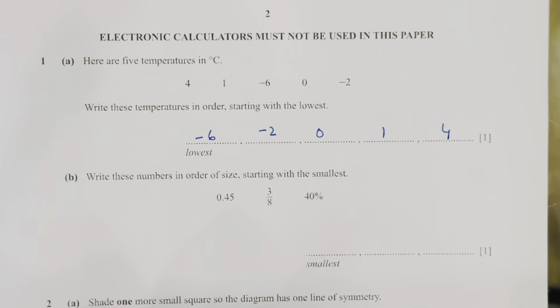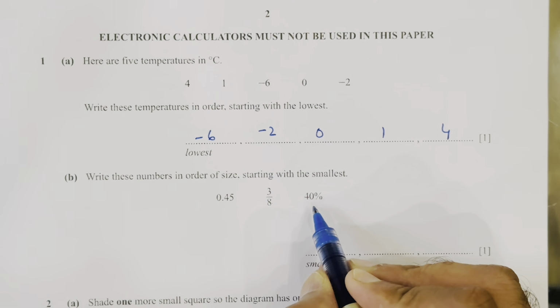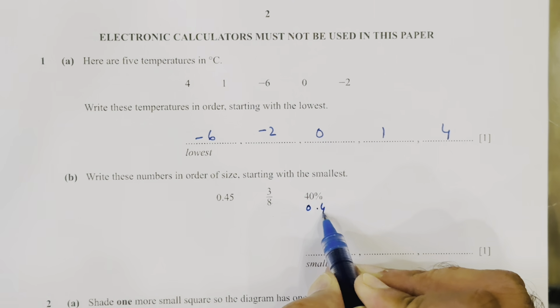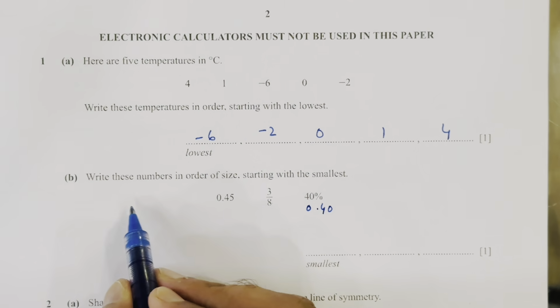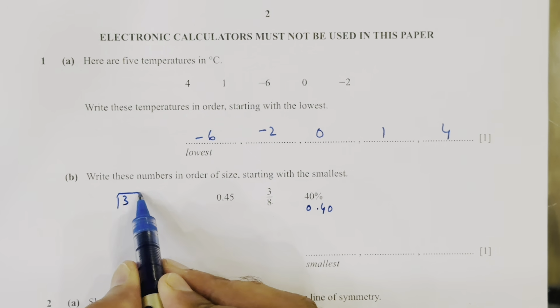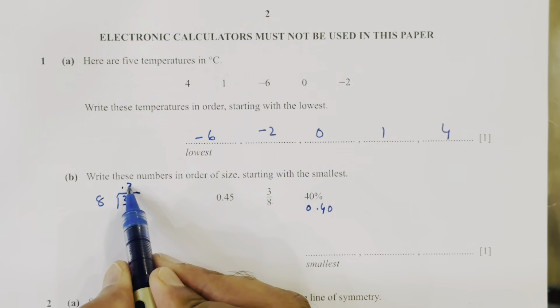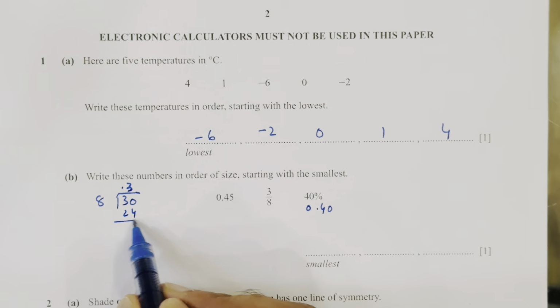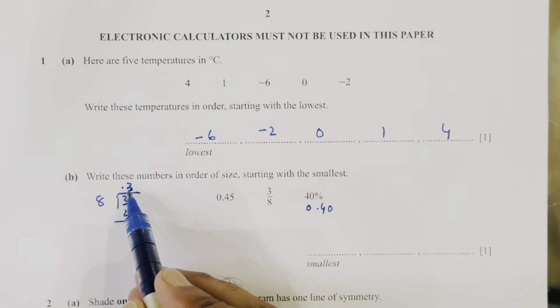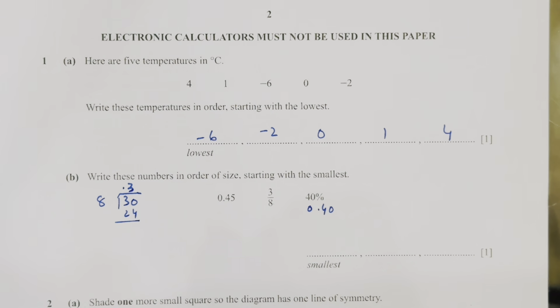Part B is similar. Write these numbers in the order of size starting with the smallest: 0.545, 3 by 8 and 40%. We know that 40% means 40 by 100, and 40 by 100 means 0.40. Now we need to convert this 3 by 8 into decimals, and we know that 8 3s are 24. And here we already know that this answer is 0.3, and 0.3 would be the smallest answer. So we don't need to carry forward all the division.